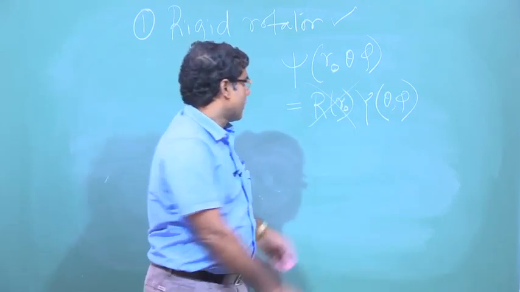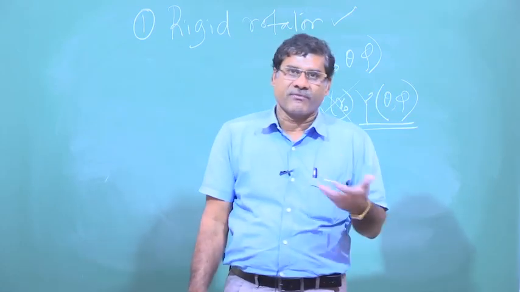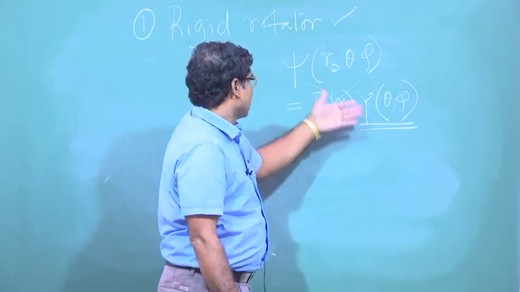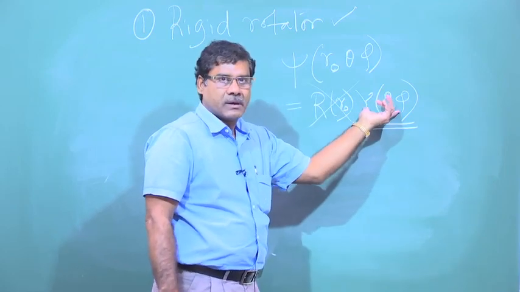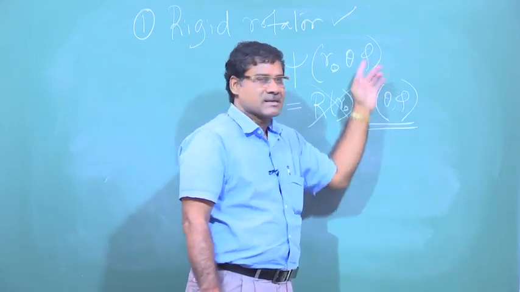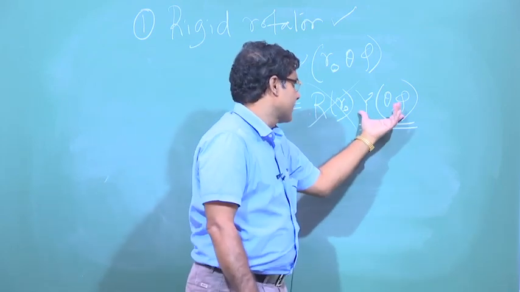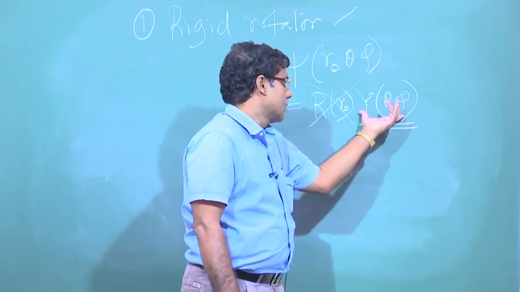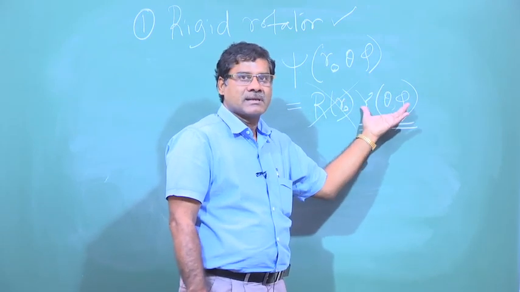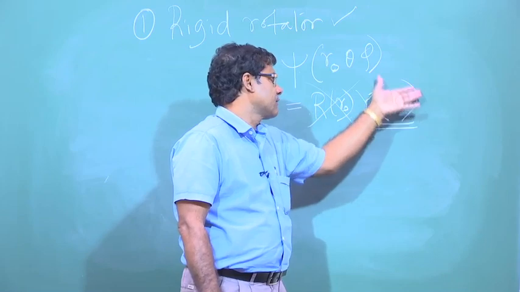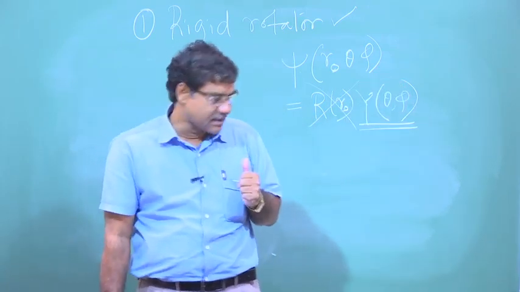So, only the angular part is the active wave function. The radial part can also be a wave function, but this part is the one that participates. So, this part is active. Basically, what is the solution for this kind of wave function?